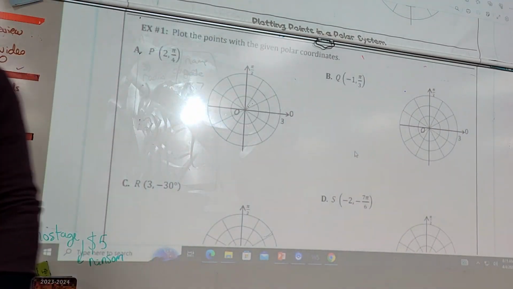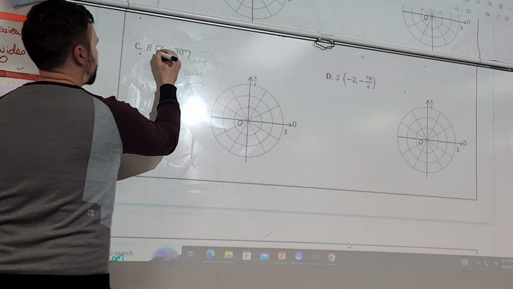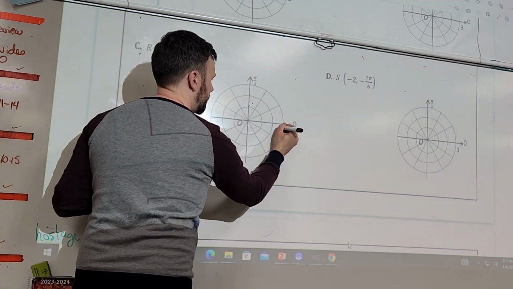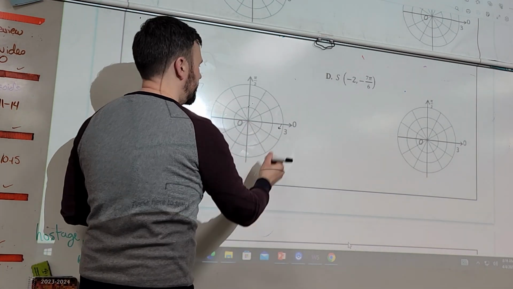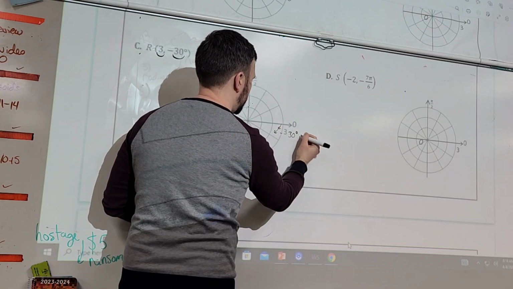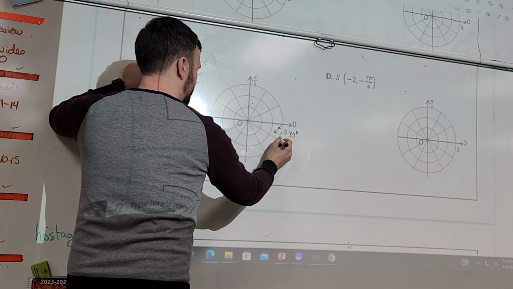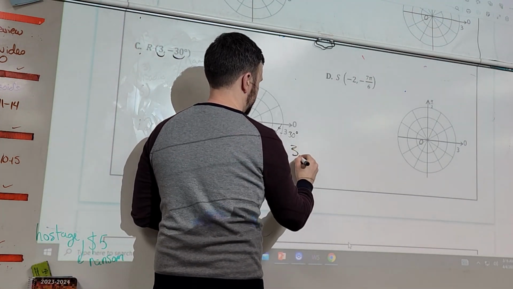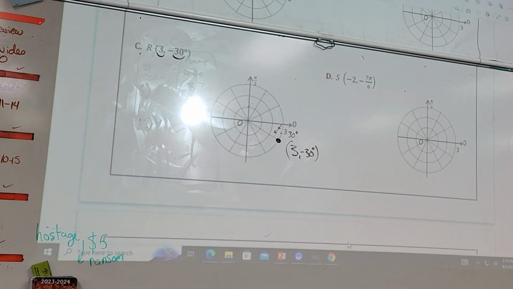All right, let's graph 2 more. We're going to graph (3, -30 degrees). Now to go -30 degrees, I'm going to go this way, right? Now this is pi over 6. That's the same thing as pi over 3. So I'm going to go -30 degrees. And then I'm going to go 0, 1, 2, 3. All right. Now let's do D.